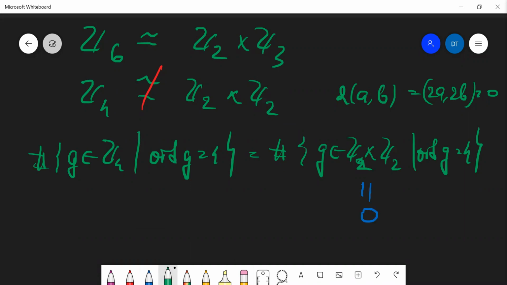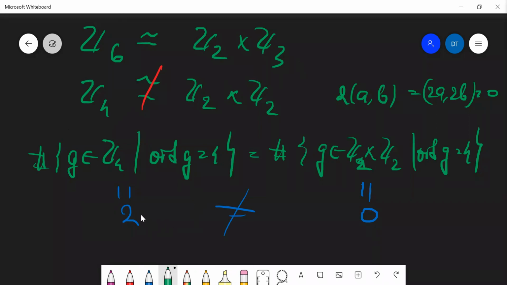But how many elements of order 4 are on the left-hand side? 2. Yep, exactly. 1 and 3. So as you can see, this is impossible. This contradicts the fact that these two groups are isomorphic.